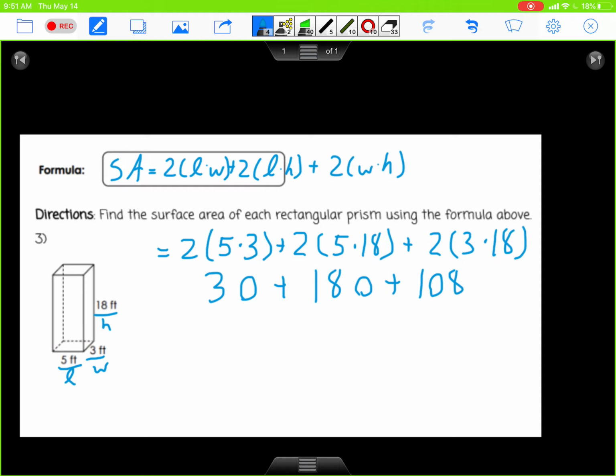Once you have all three numbers there, you just add them together. 30 plus 180 plus 108 is 318 feet squared. Sometimes a formula might be easier for some people, but harder for others. But we're going to be doing both ways for a little bit. When we get to the test, I'll let you guys choose which way you want to use. But as of now, I want you guys to know both ways. If you have any questions, come on Google Classroom and email me.